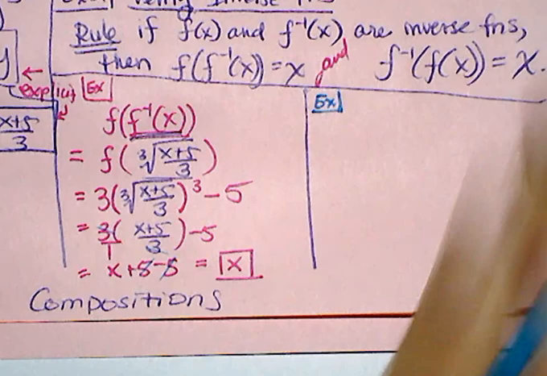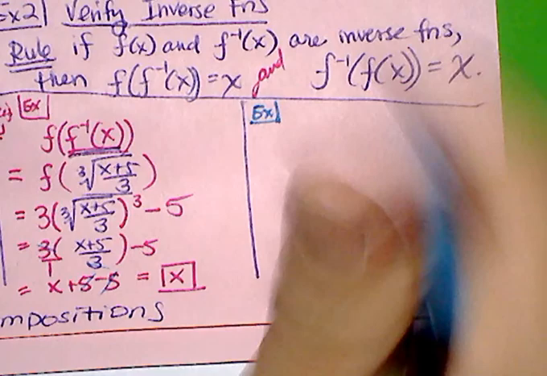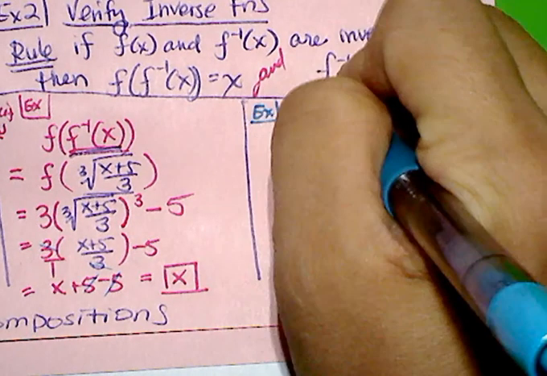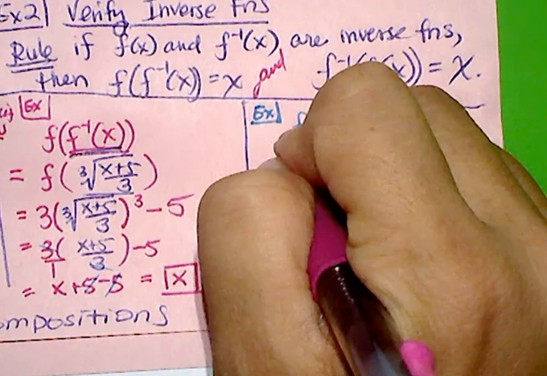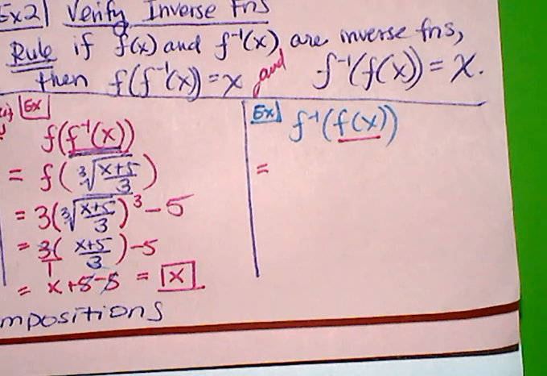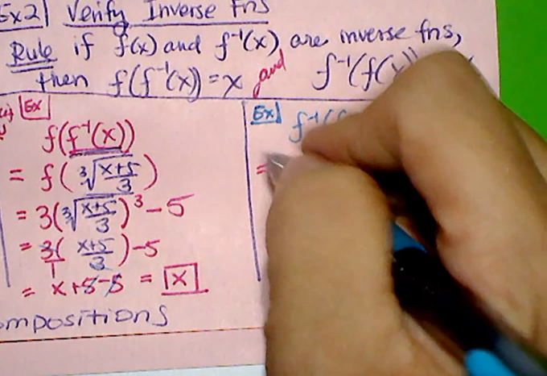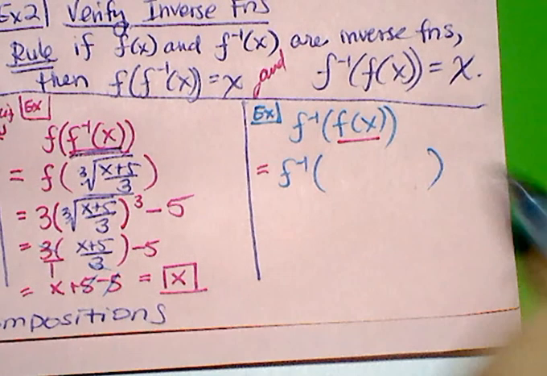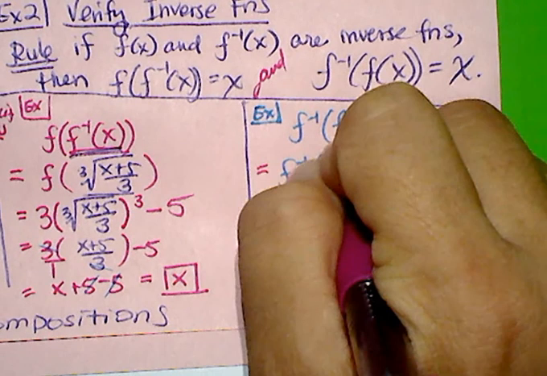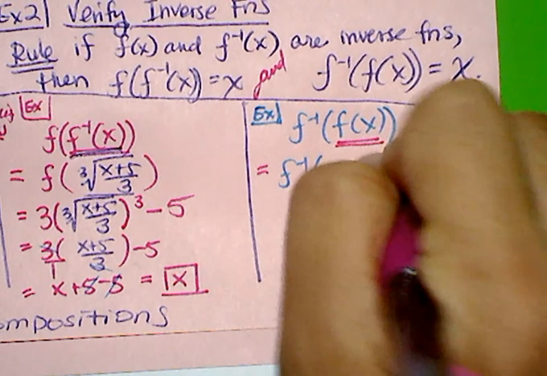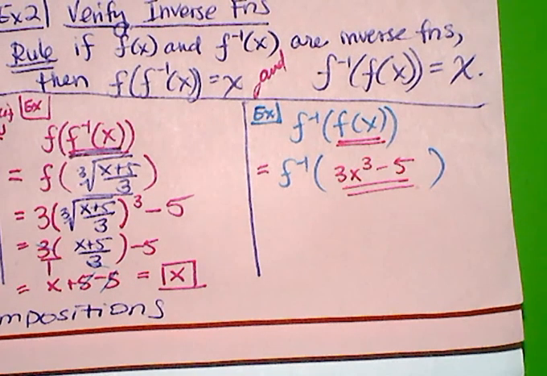So now let's start with f inverse of f of x. Okay, well what is f of x? The baby here is f of x. What does f of x do? The original f, what is it? 3x cubed minus 5. Okay, now I have to take that. Now that is the new argument, the new baby of the f inverse.